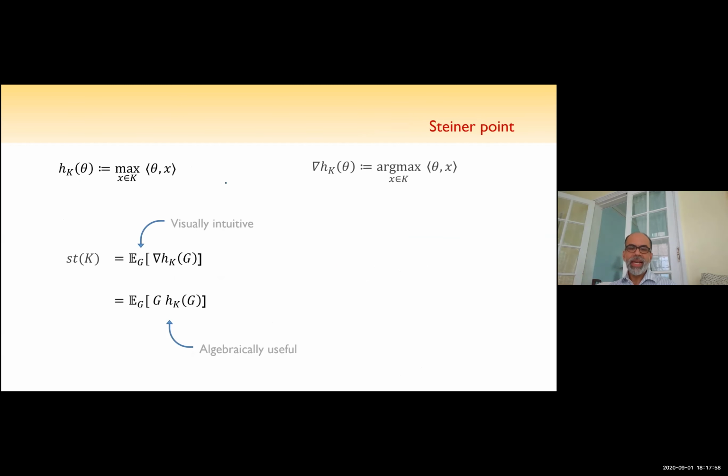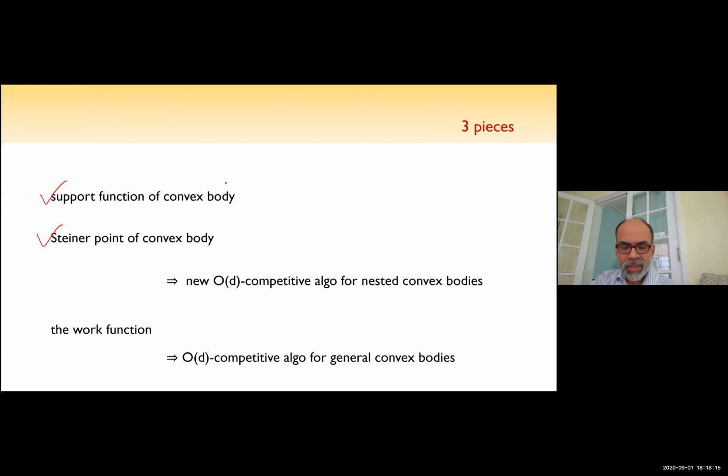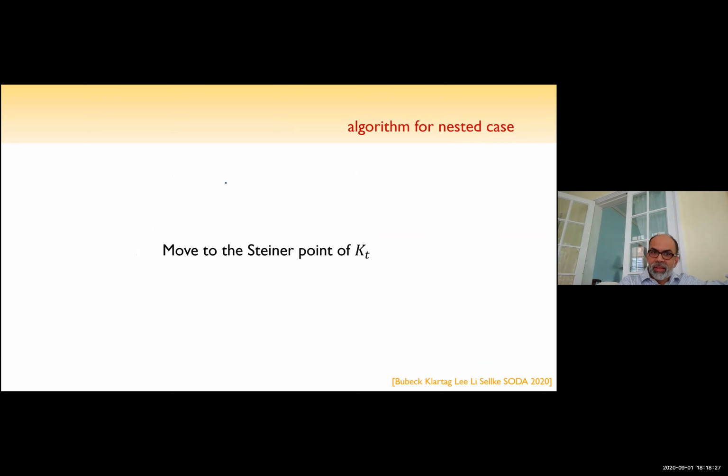So what did I say? I said the Steiner point is defined as this beautiful object, and it has this algebraically useful derivation. And I'm running out of time, but using this, now I can show you a proof for nested convex bodies, an algorithm for nested convex bodies. And the algorithm is the easiest algorithm in the world to define. Forget all this. The algorithm is move to the Steiner point. Move to the centroid was a slight problem. Move to the Steiner point.